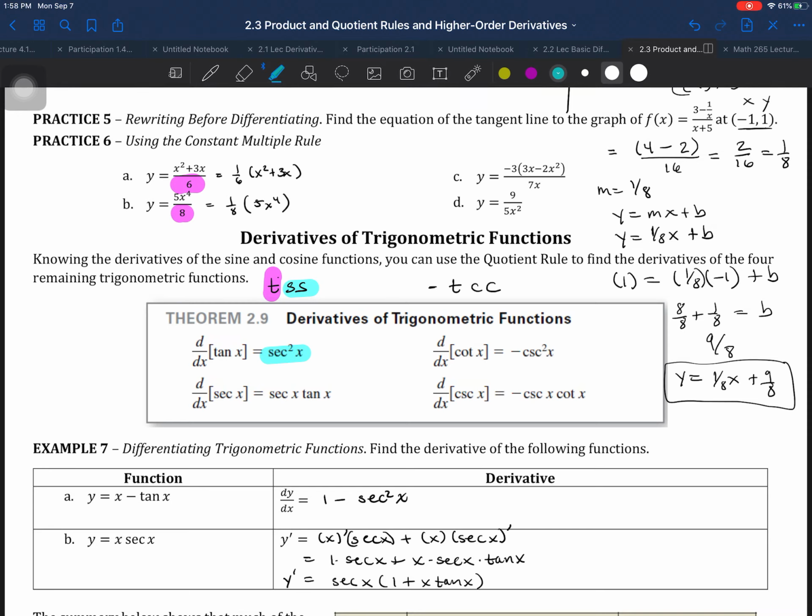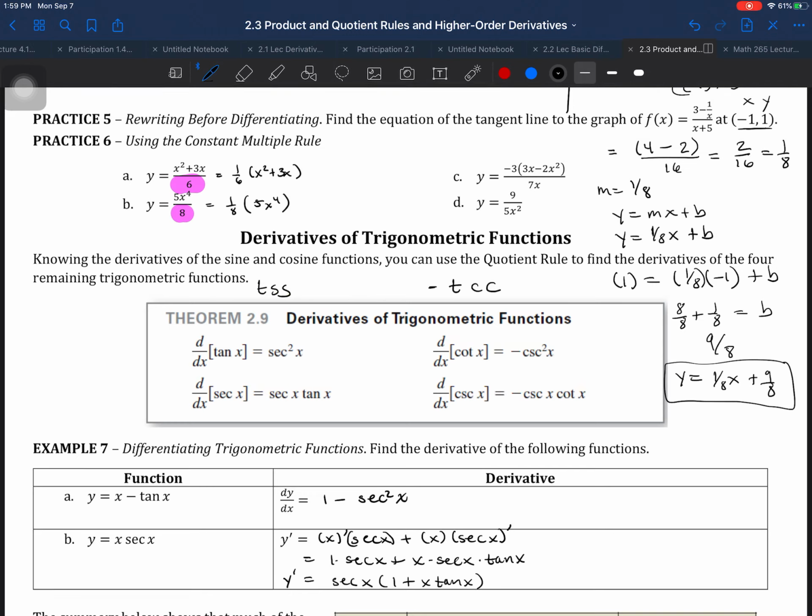Now this also works backwards. If you take the derivative of secant, what's left behind? A tangent and a secant. So secant tangent. Do you guys see that? So just remembering these two will help you remember the derivatives of each one. TSS, right? Same thing with the other one.